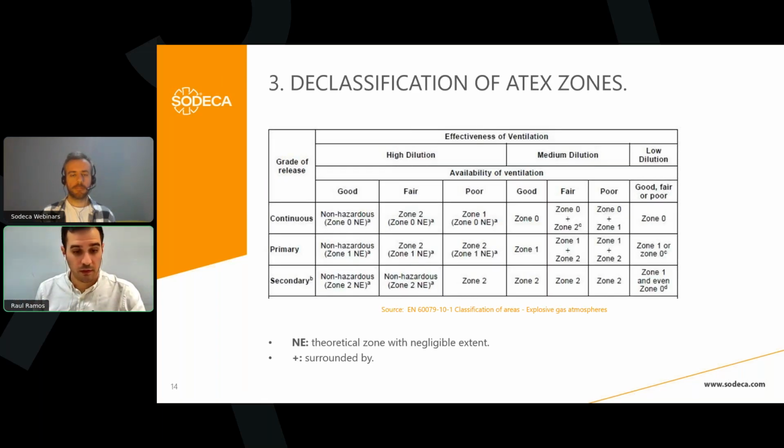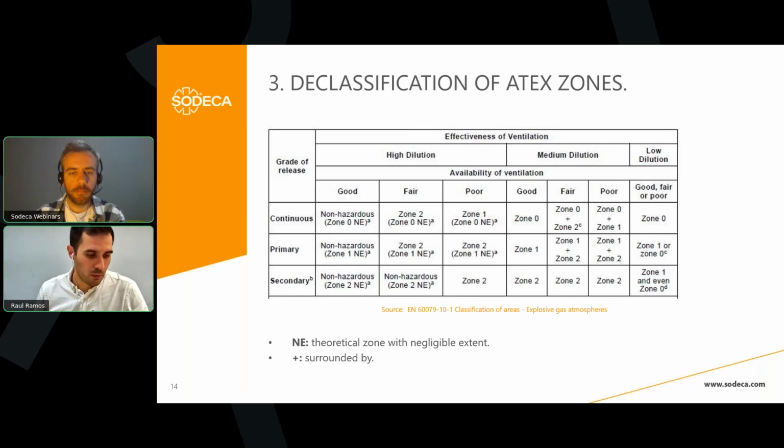So with all these 3 variables, we can establish a table. It comes from the standard that indicates in which zone we are depending on these 3 variables. Our intention always is to establish a high dilution and a good availability. Why? Because regardless of the rate of release, if we obtain high and good for those variables, we can establish a non-hazardous ATEX area.